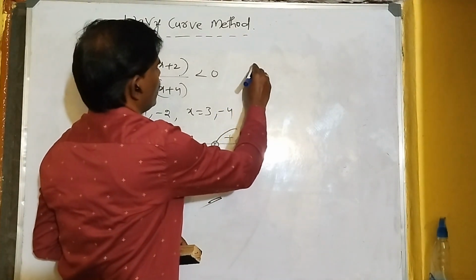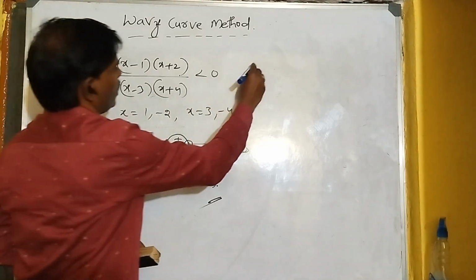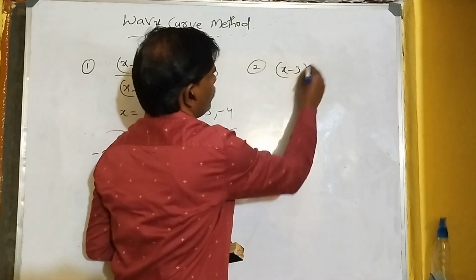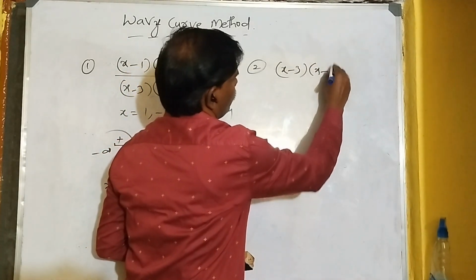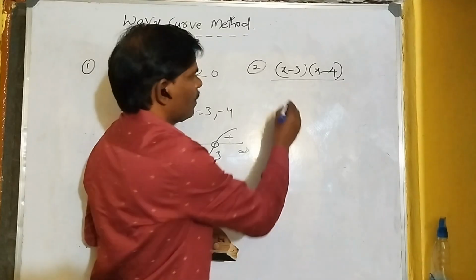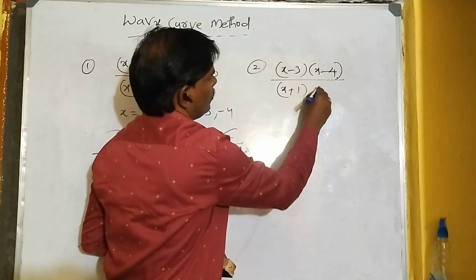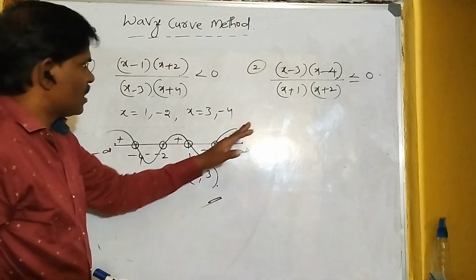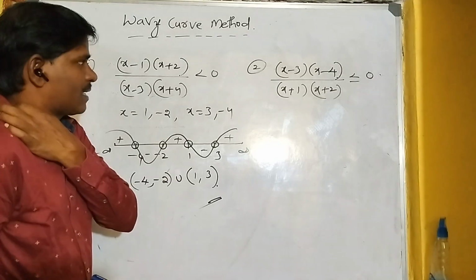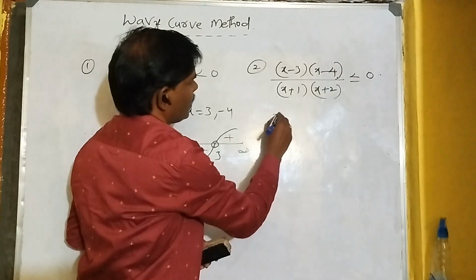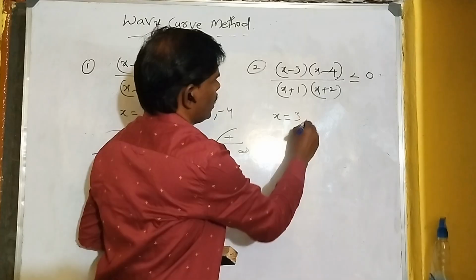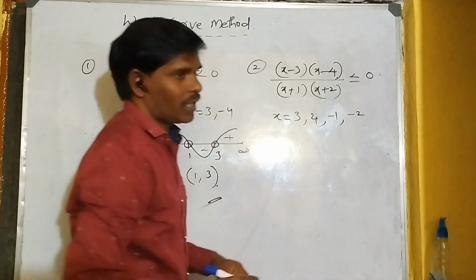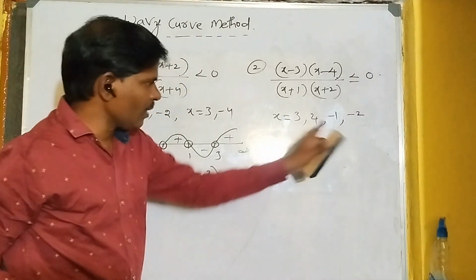Question number 1 also, another method is also there. Next, second question. Here in this case, x minus 3 into x minus 4 by x plus 1 into x plus 2 less than or equal to 0. In this case also negative values, and here thick circle. Okay, in this case what is the x value? X is equal to 3 and x is equal to 4 and x is equal to -1 and x is equal to -2.